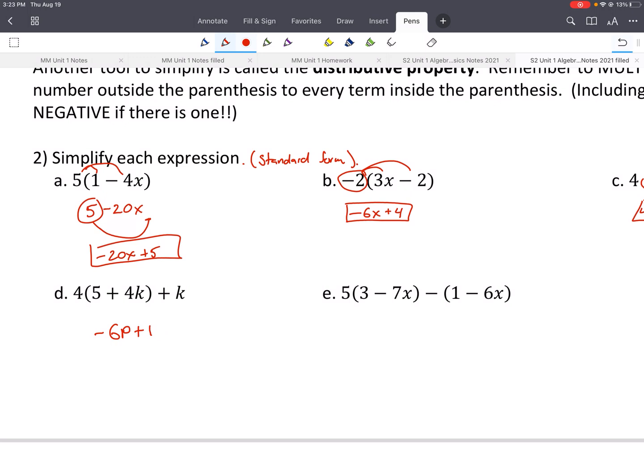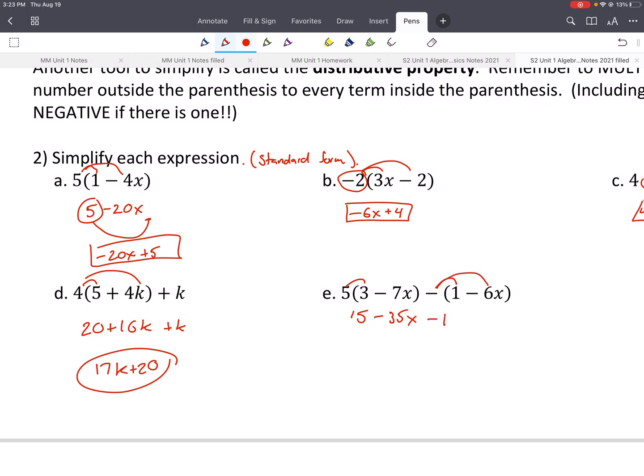Oh, what the heck, why don't we just do it? I think I might have changed the problem. So that gives us 20 and 16k plus k. So that gives us 17k plus 20. And then here, 15 minus 35x. And then negative times 1 gives you a negative 1. And negative times negative 6 gives us a positive 6x. And then, oh yeah, that was totally different. And then combine like terms. So here's our x's. Looks like we get 29x and plus 14.